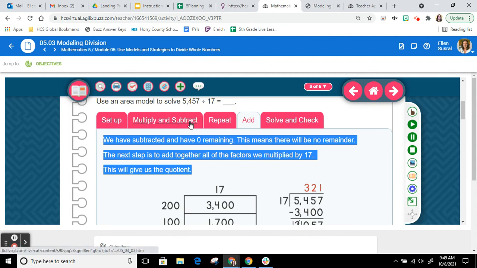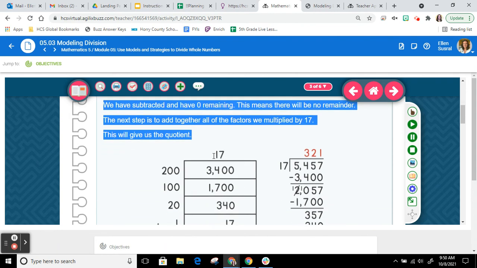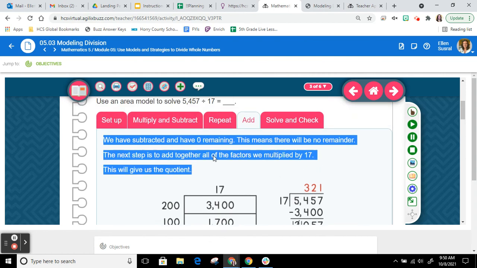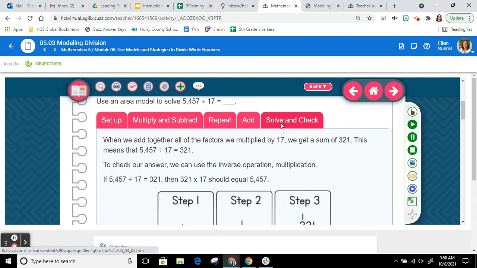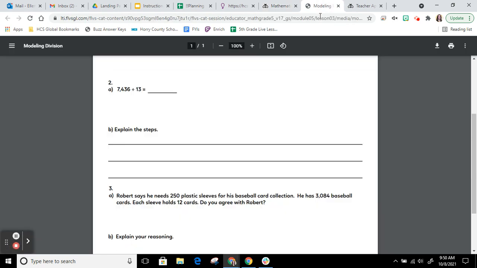Step 2, multiply and subtract. Step 3, continue to multiply and subtract until you get to your answer and you have a 0 at the end. Add up all your numbers on the side of your area model. Solve and check to make sure that you've got the right answer. You can use these pink boxes, like I said, to do number 2, part B, where you're explaining the steps.